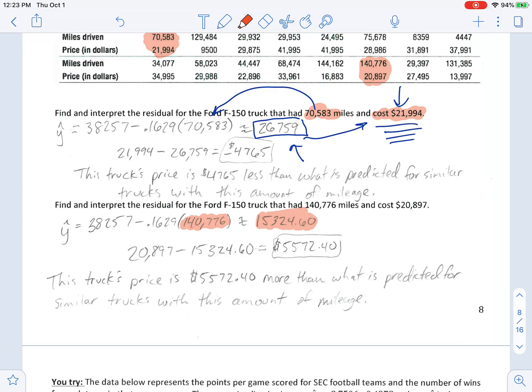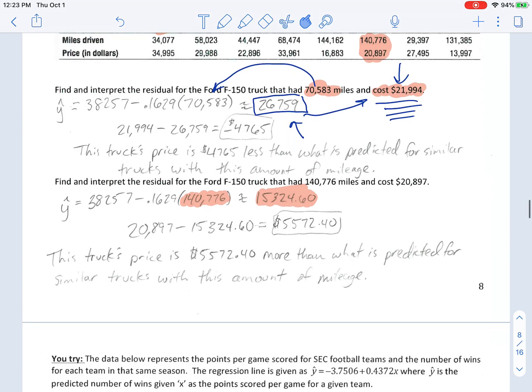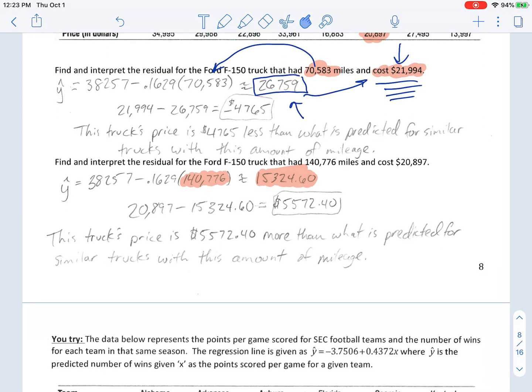Again, this is important for similar trucks with this amount of mileage. It's not for any truck, it's not for any car. It's just for these types of trucks with that amount of mileage. You could have added another one right next to it with the exact same mileage, and it would have gone for 10,000 more. Who knows? But this is what was predicted for that.